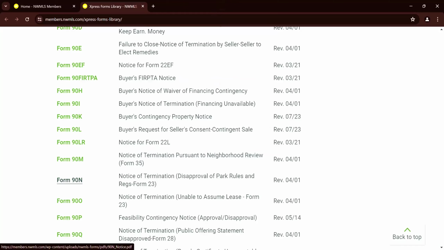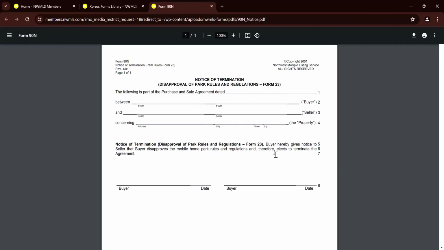90N is the notice of termination. This is the disapproval of park rules and regs for Form 23. This is for manufactured homes in a park. You would basically use this to terminate if the buyer reviewed them and they're not happy. What do you mean I can't put a slide on my front porch? Okay, I'm out. Whatever, this is what you would utilize.